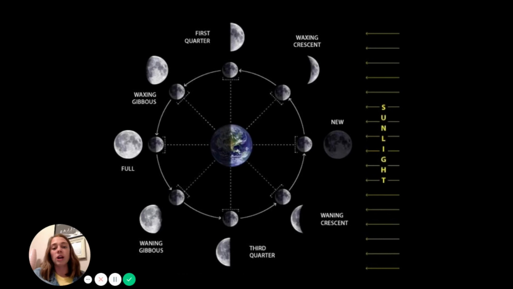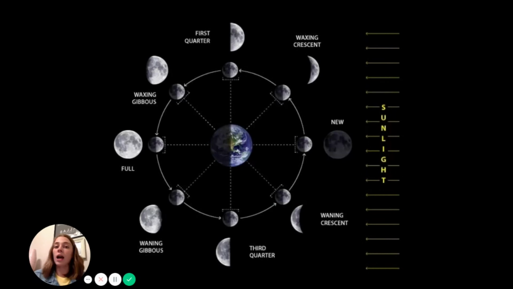So this week we're going to be talking about the lunar cycle or moon phases. To start off explaining this, I think it's important for you to understand that, as you know, the Earth rotates on its axis once every day, and it also revolves around the sun once every 365 days. The moon also rotates on its axis as well as revolves around the Earth.